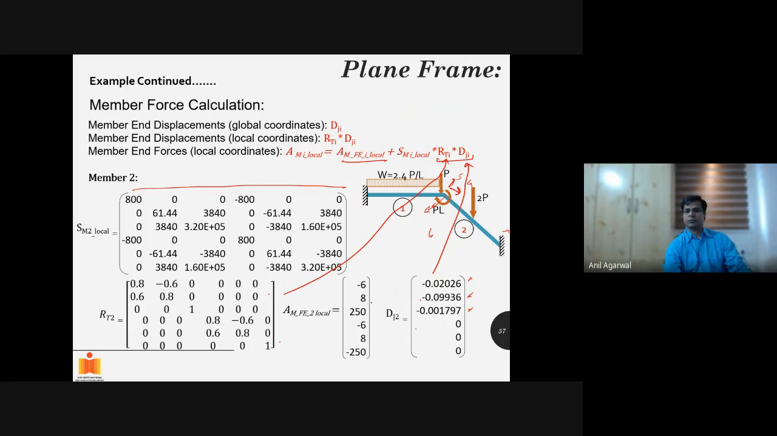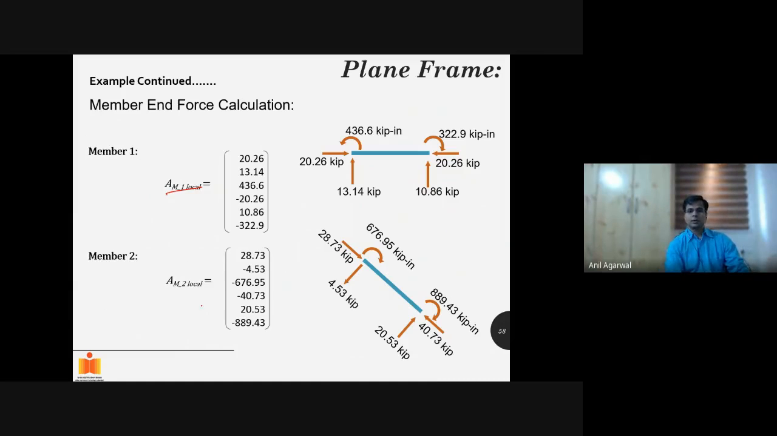AMFE local we had calculated in the very beginning, that we can put here, and by substituting that, I can also get AM2 local. So for the first member, I got the local reactions, which are turning out to be this. That is, these are basically internal forces combined with reactions, but in the local coordinate system. And for the second member, I got these end reactions, which are also internal forces from the structural point of view. And you got moments in the local coordinate system, the reactions.